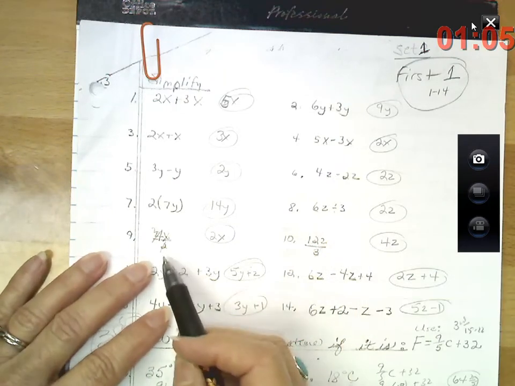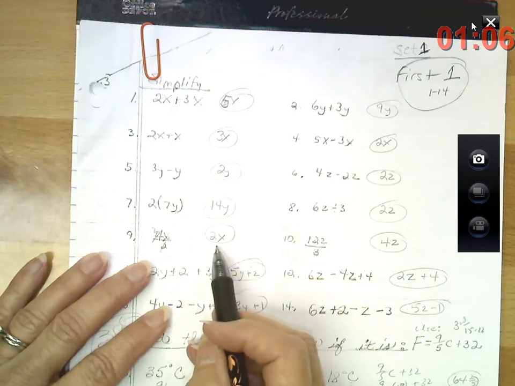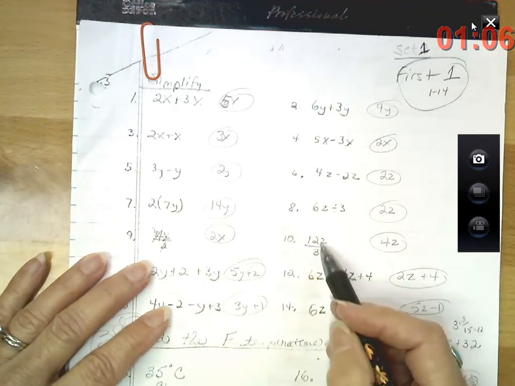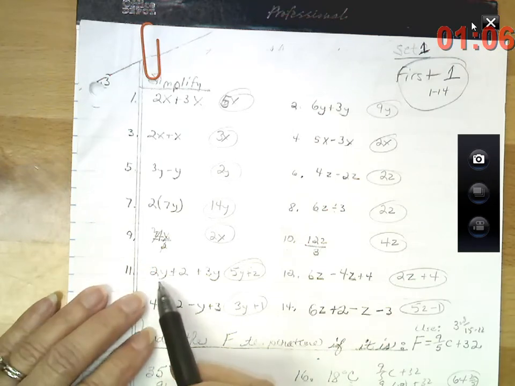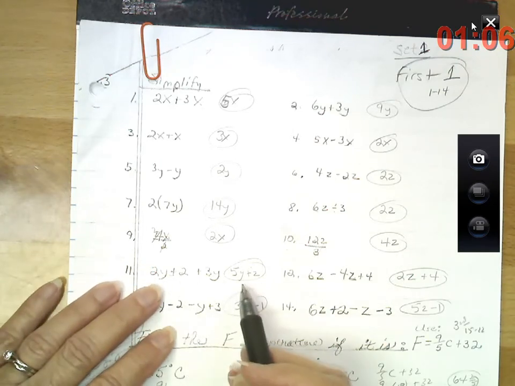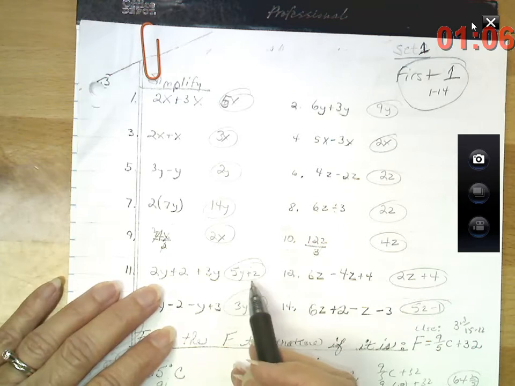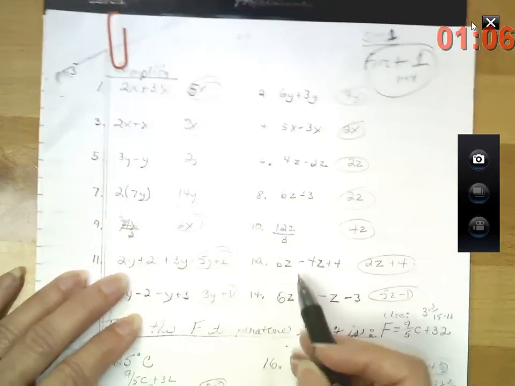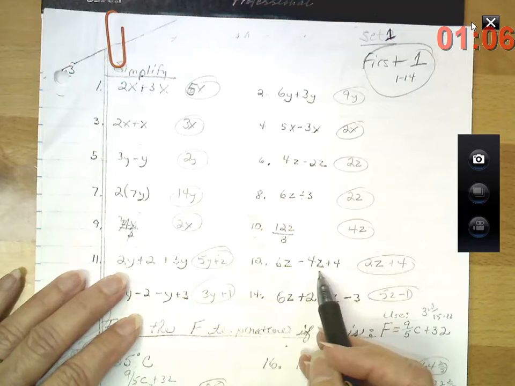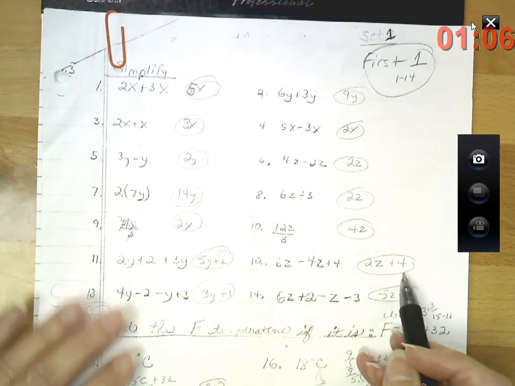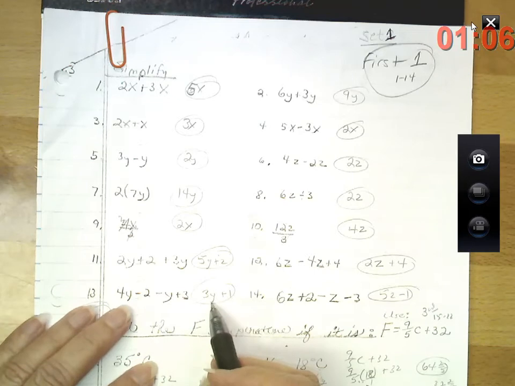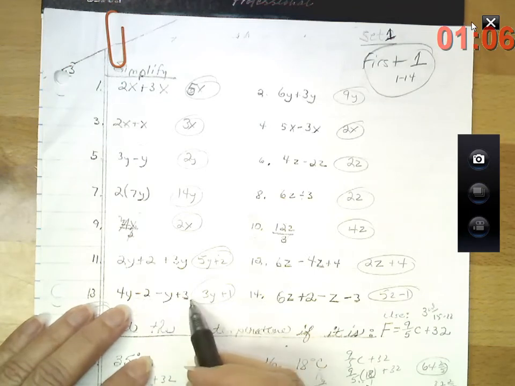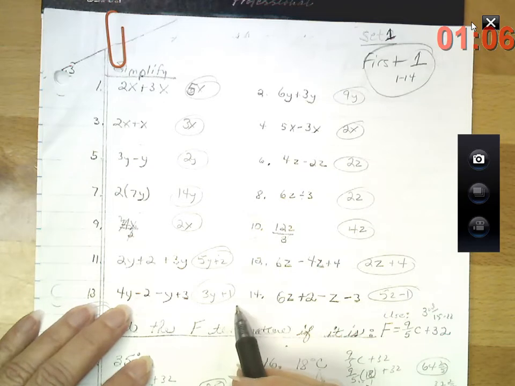Number 9, 2 goes into 4 two times, so that's a 2x. 3 goes into 12 four times, so that's a 4z. This one you have 2y plus 3y, that's 5y plus 2. This one, 6z minus 4z is 2z plus 4. 13, 4y minus a y is a 3y, and then a negative 2 and a 3 is a 1. So 3y plus 1 is your answer on that one.